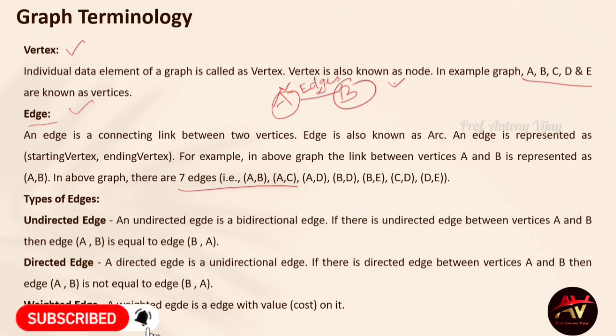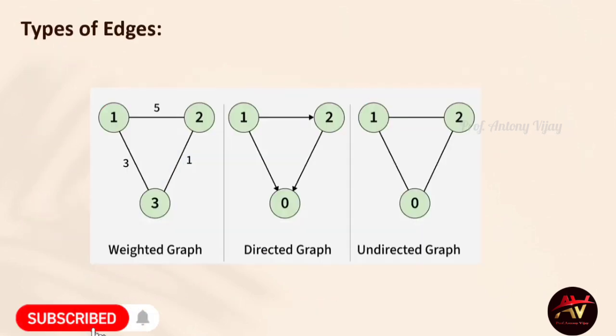And when I talk about types of edges, there are 3 different types of edges. One is undirected edge, the second one is directed edge, and the third one is weighted edge. Let's see one by one. So first we will see about undirected edge through graph diagram. So see this diagram. I have differentiated these 3 diagrams. So this one is weighted graph, and this is directed graph, and this is undirected graph.